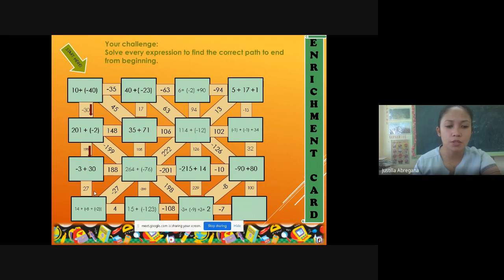Next, we have to solve this one. Negative 3 plus 30. These are unlike signed numbers, since the sign of 3 is negative and the sign of 30 is positive. Which is farther from 0? It's 30. So we will follow the sign of 30, that is positive. And what is the difference between 3 and 30? It's 27. So that is now our next job. We have to solve this.